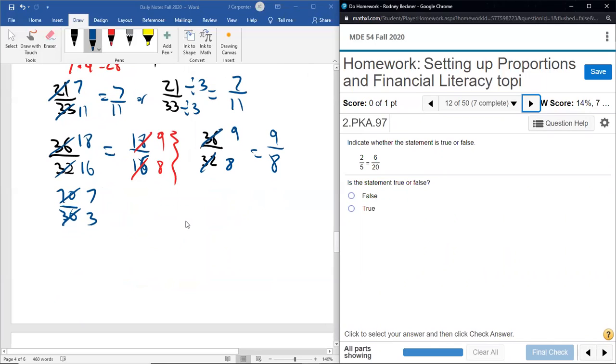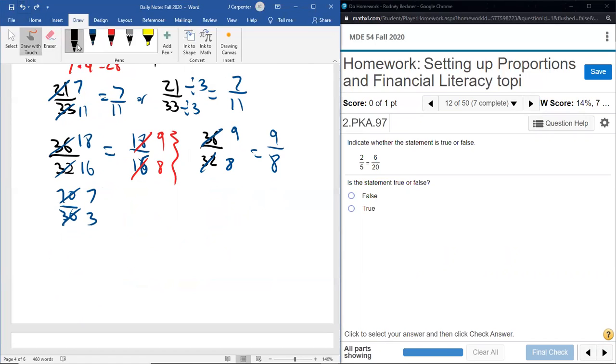Indicate whether the statement is true or false. 2/5. So what they're really saying here, come on, why is it doing that to me today? Technology. I know why now. I just figured out, because I'm clicking between one thing and another thing, it's not registering the color change. Not that you care. 2/5. This is what we're saying: is it equal to 6 over 20?